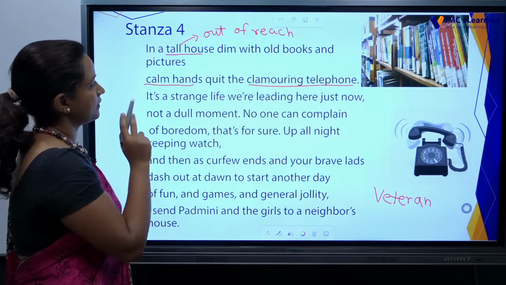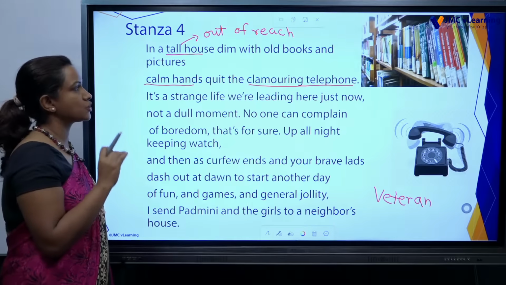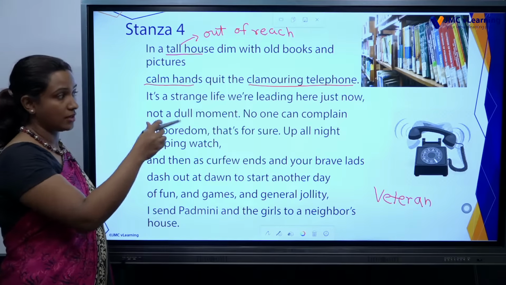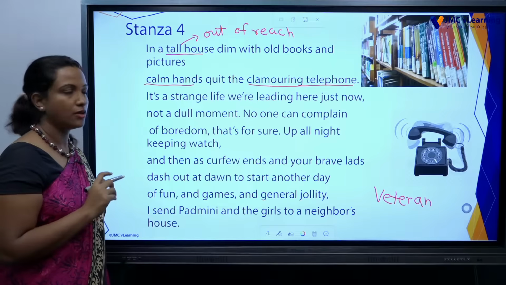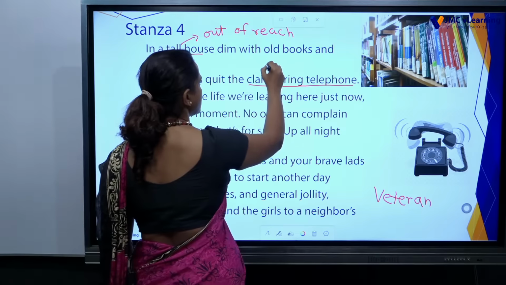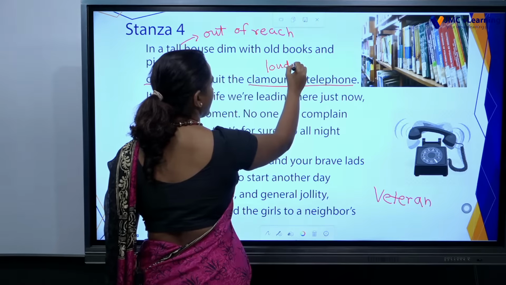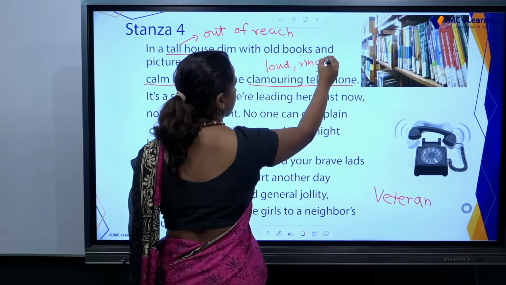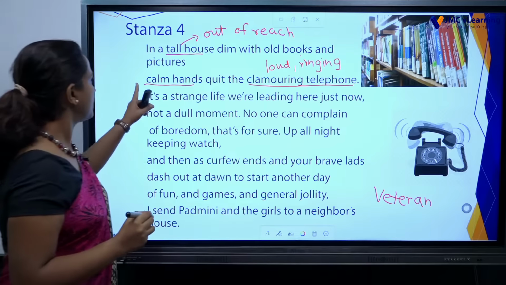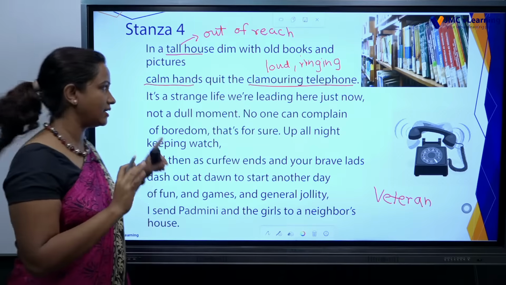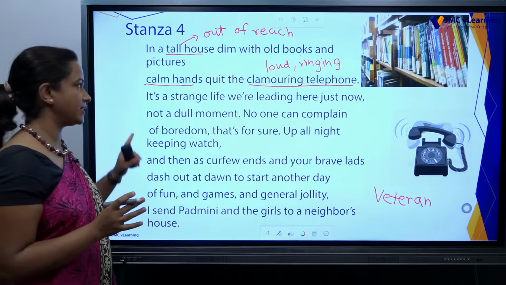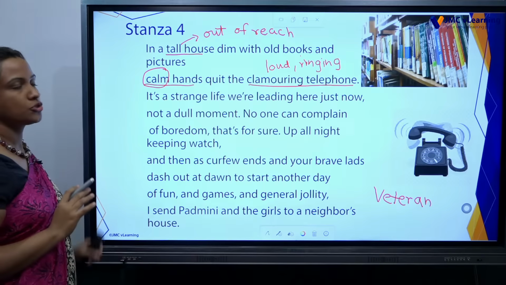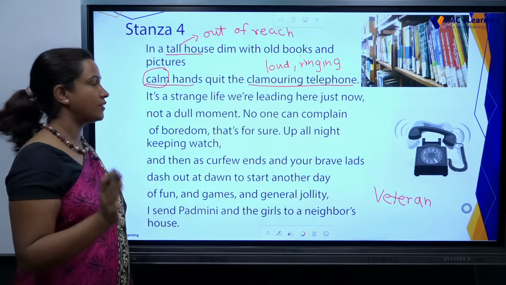These persons have calm hands quit. Is he going to answer this clamoring telephone? He is getting a lot of calls. Is he going to answer? No. So clamoring means a loud or always ringing telephone, but calm hands quit the clamoring. He is not going to answer. He is calm. It says he is very calm and quiet, and he is living in a tall house where it is out of reach.